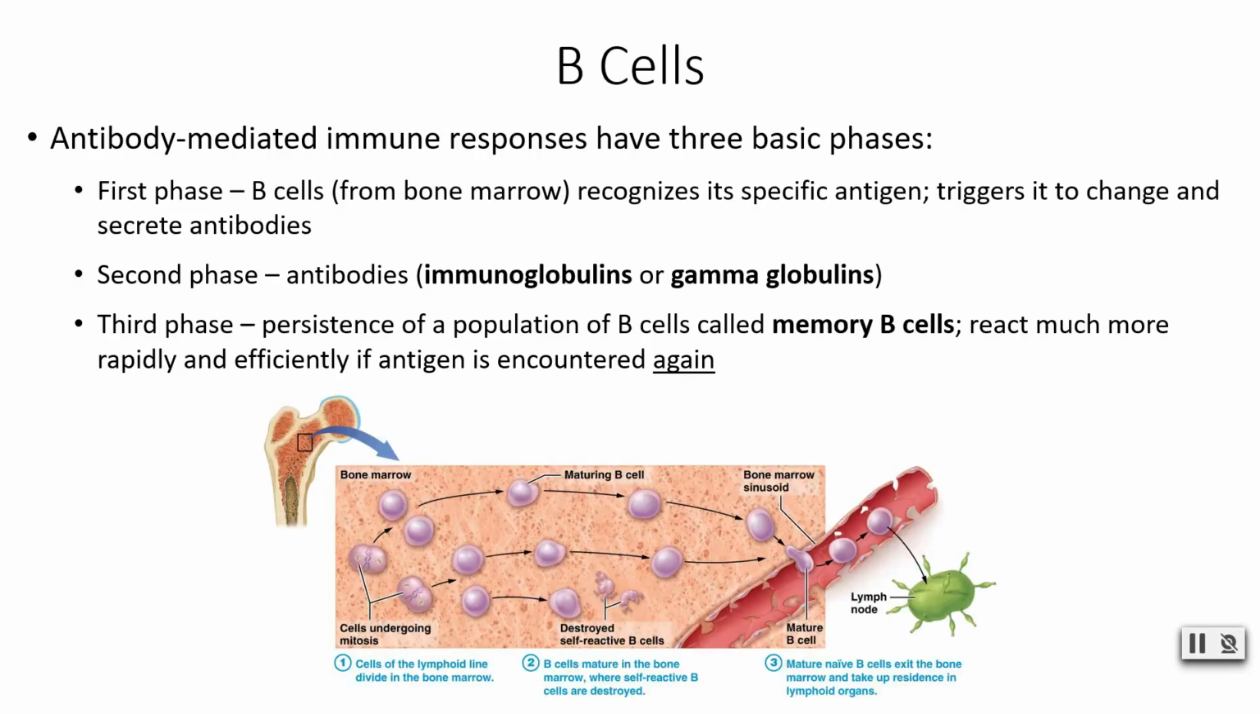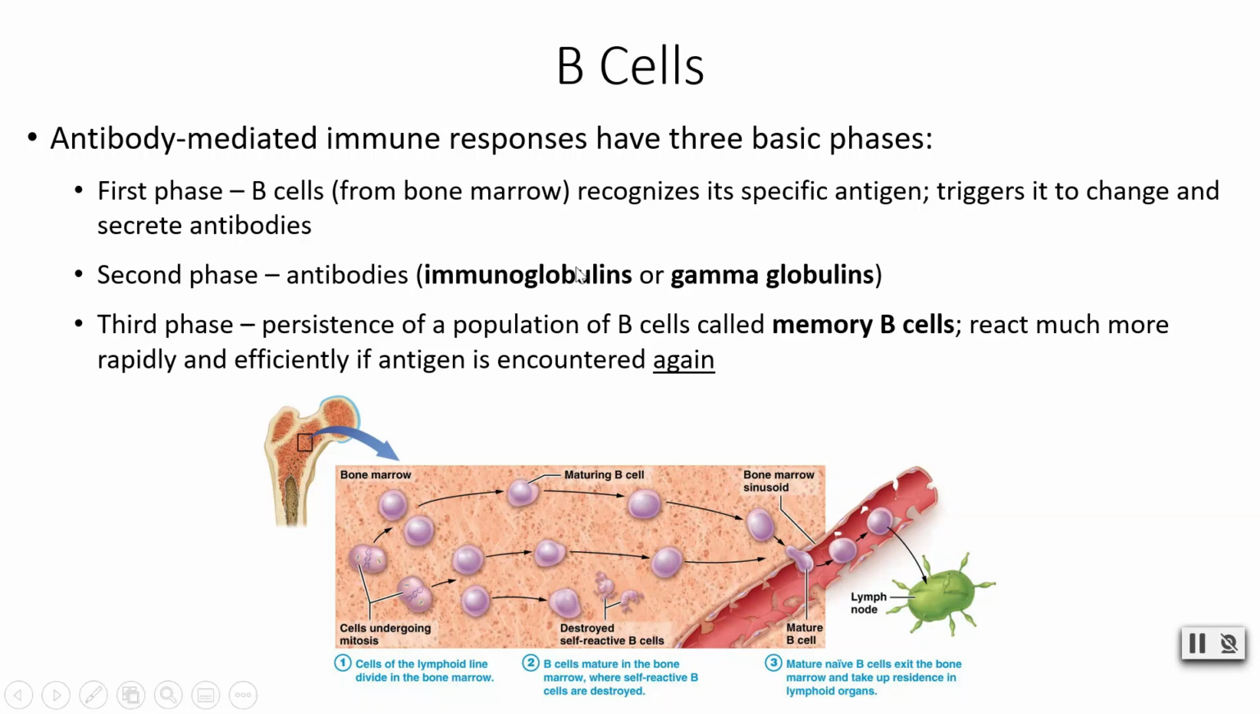In this recording, we're going to discuss the adaptive immunity and focus on antibody-mediated immunity. Our B cells are responsible for our antibody-mediated immune response. And we have three different phases where they come into play. The first phase is the B cells that are being produced in the bone marrow recognize specific antigens. When that happens, it triggers certain types of B cells to change and start secreting antibodies.